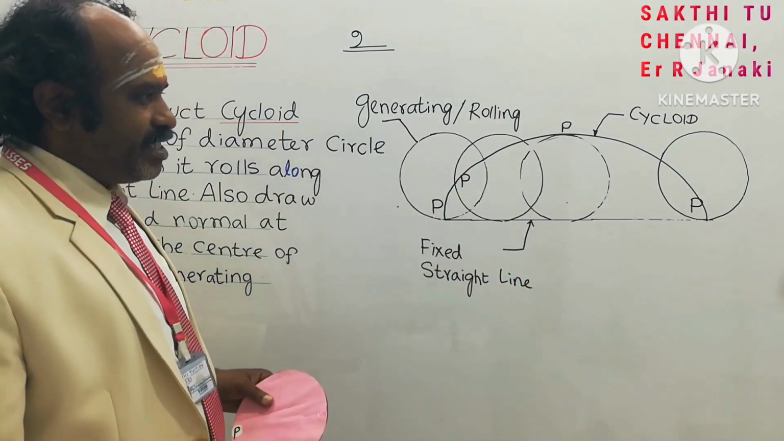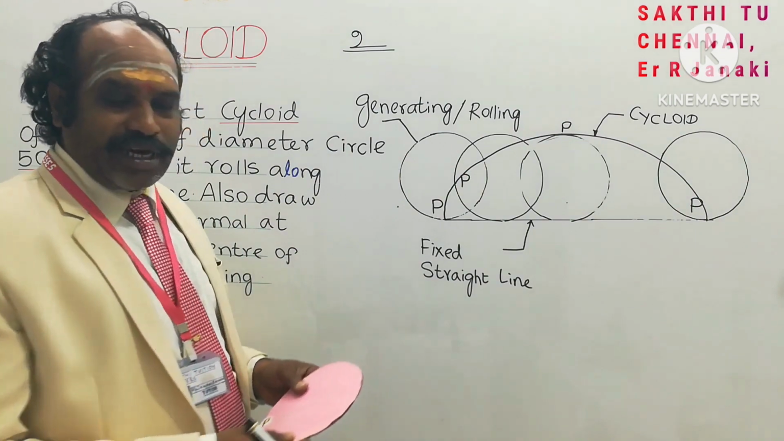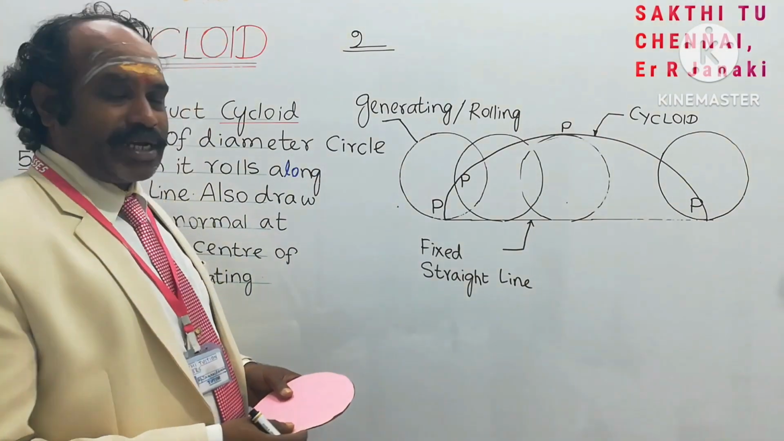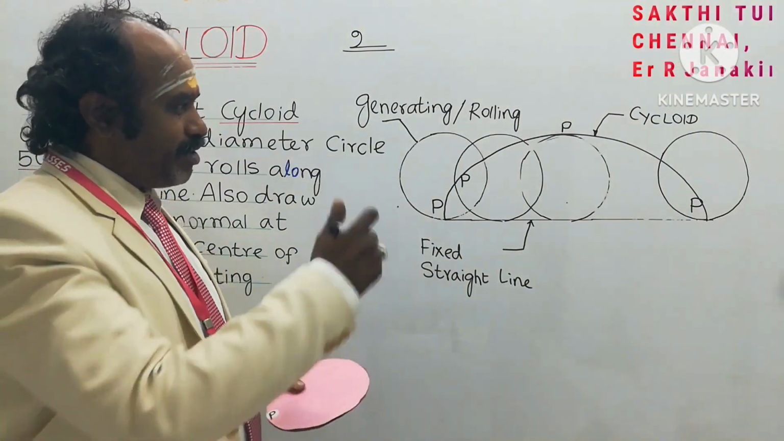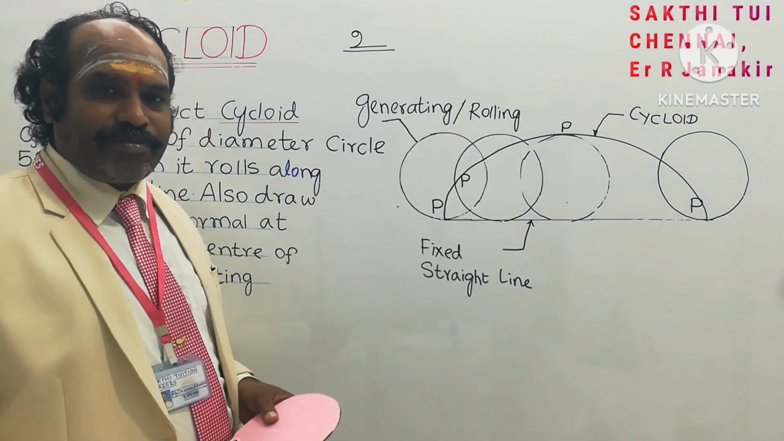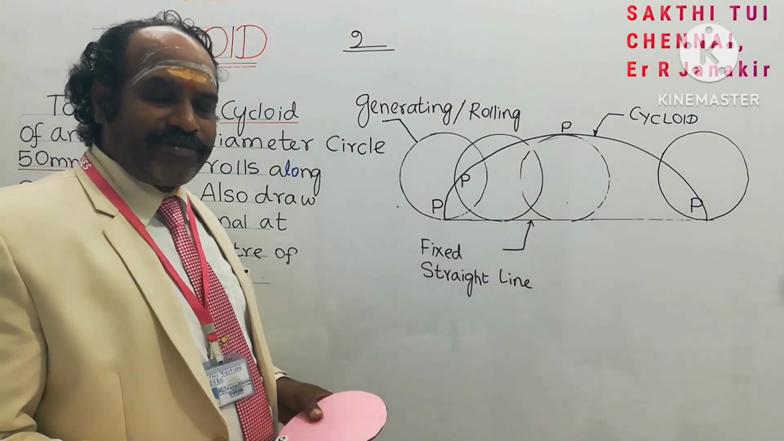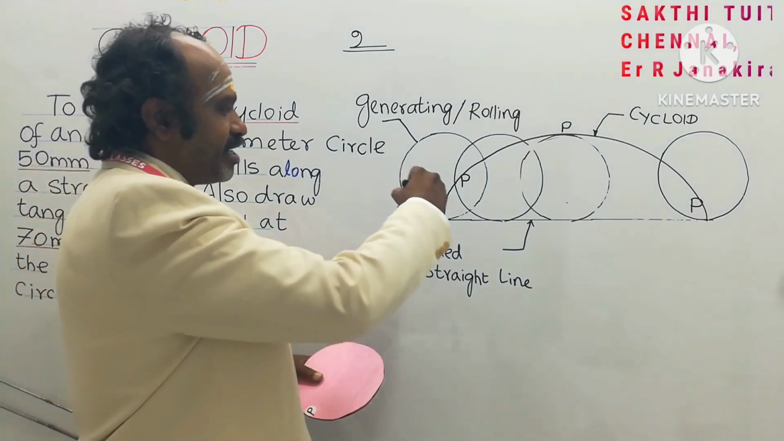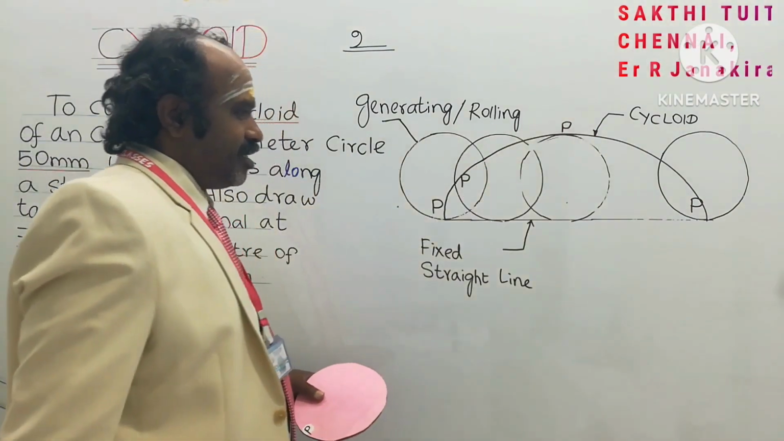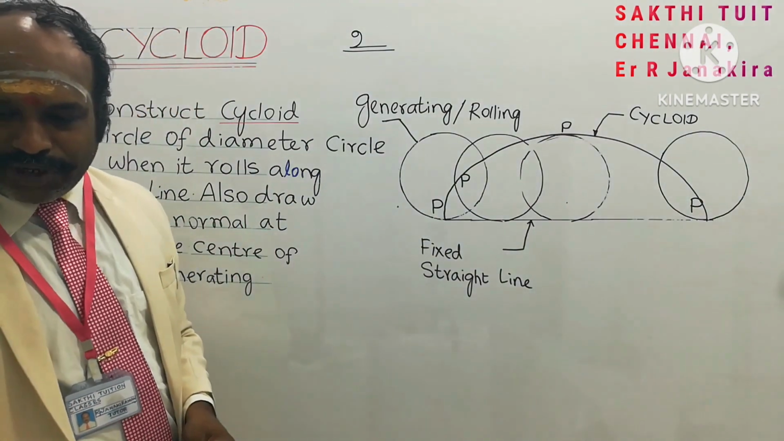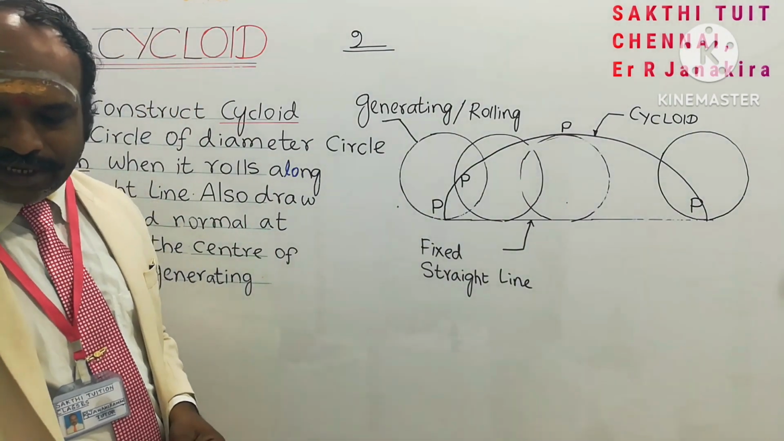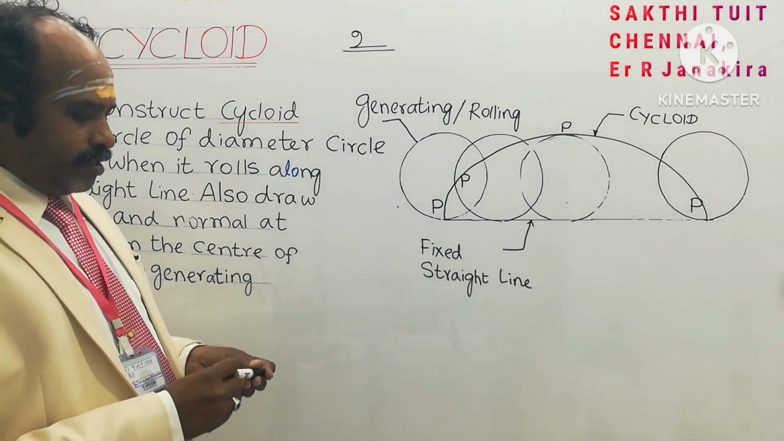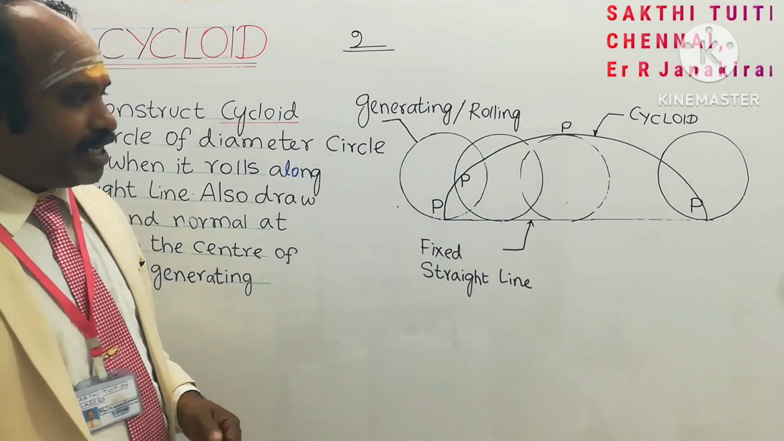Okay. Suppose for a polygon, it may be a square or pentagon, hexagon, then that particular curve generated is called the cycloid of a polygon, cycloid of a square, cycloid of a pentagon, cycloid of a hexagon, like that it goes on. Okay. This is for cycloid of a circle. Understand? So now I'm going to explain how to draw or to construct the cycloid of a circle for this given question. So let me erase this part.